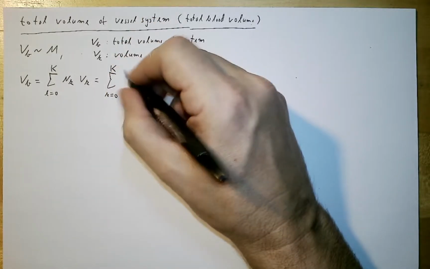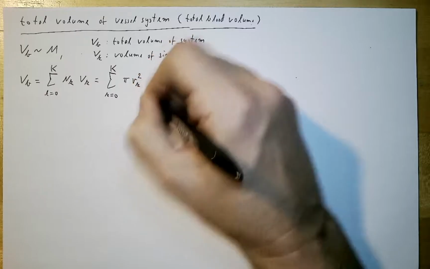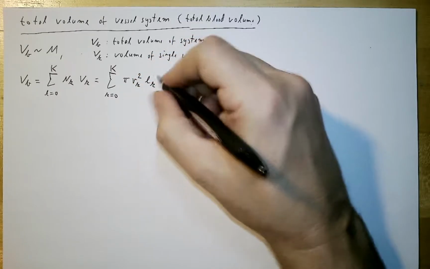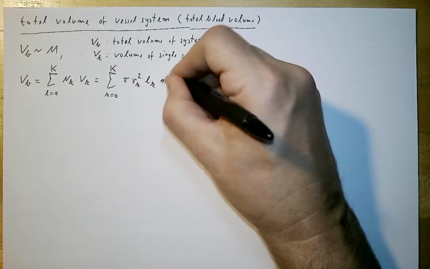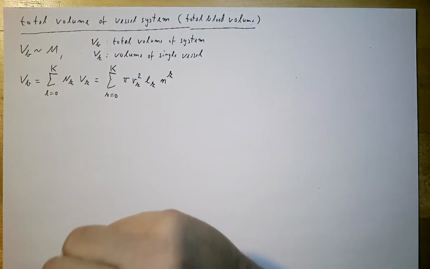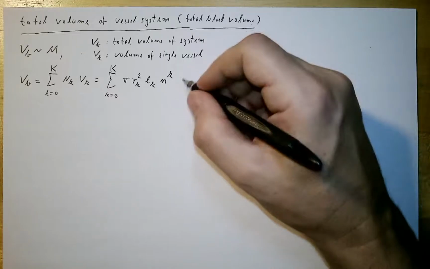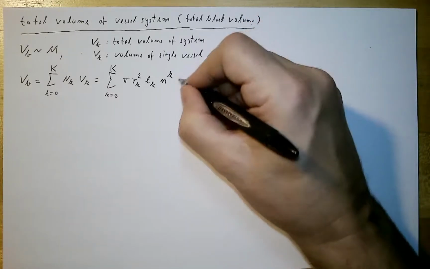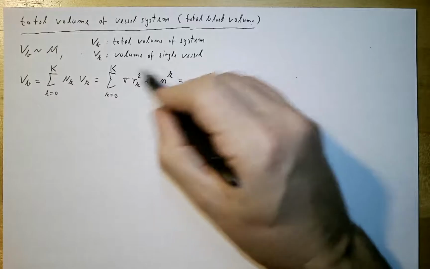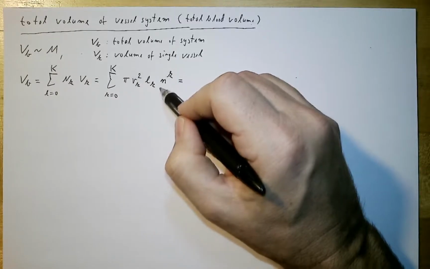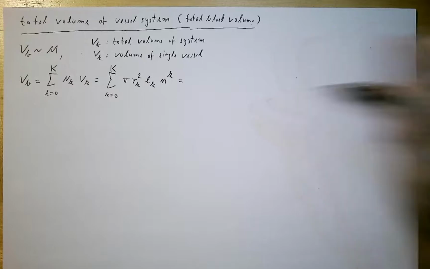So now what's the volume of a vessel? That's pi, the radius at level K squared, times the length at level K, and then this times N^K, our branching factor to the power K. So now we want to rewrite this in something simpler, and in order to do this we use a trick: we relate the volume at a certain depth to the volume of our smallest vessel.